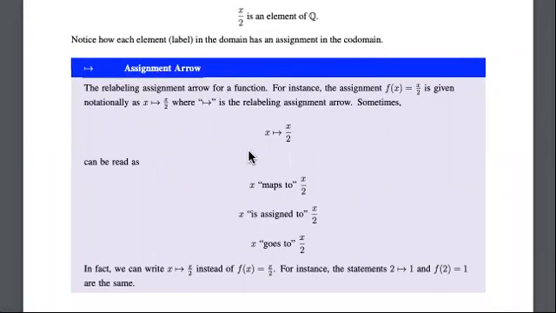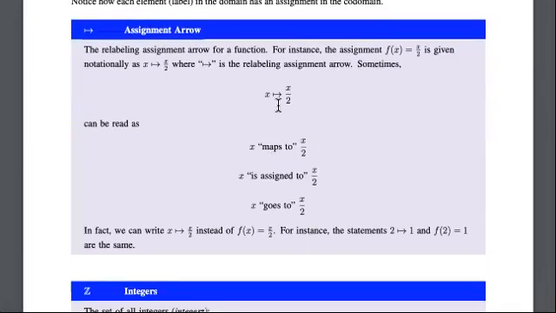Here is some notation. This is an assignment arrow. We have x maps to x over 2. So that's the input, and then that's the output. This is another way of writing down the function rule or algorithm. We don't have to necessarily write down f of x is equal to x over 2. We could use this notation and just know what the domain and codomain are, and that's enough to say what the function is.